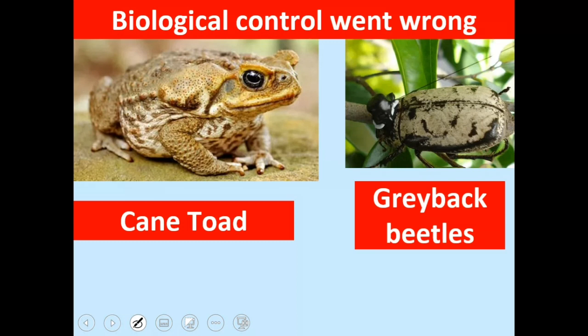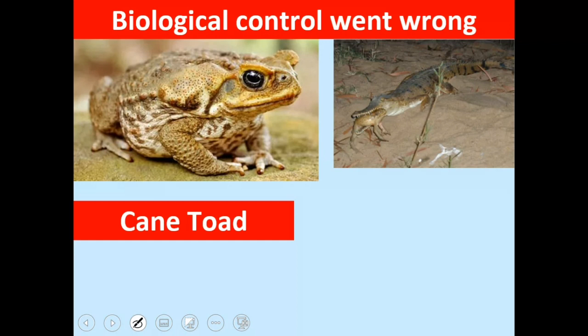But people thought, you know what, introducing a lot of cane toads is good because they eat grayback beetles, which feed on the sugarcane. So that's why we can maximize our yield. So that's a win-win situation. This is where poor research creates a huge ecological problem.